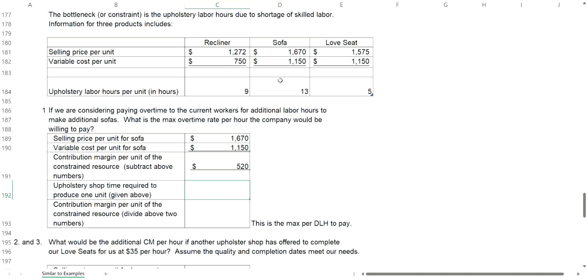Now notice that it gives us the sofa needs 13 hours of upholstery hours. So I'll fill in 13. Now, what I want to do is take the contribution margin per unit of $520 and divide it by the 13 hours. That gives us an even contribution margin of $40. That is per direct labor hour, so that is the maximum amount that we would pay per direct labor hour.